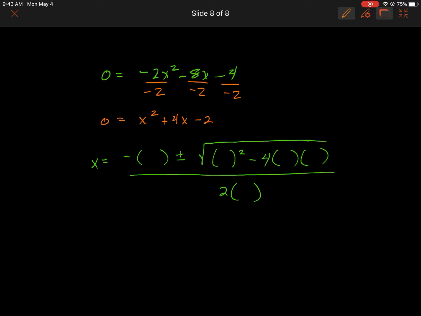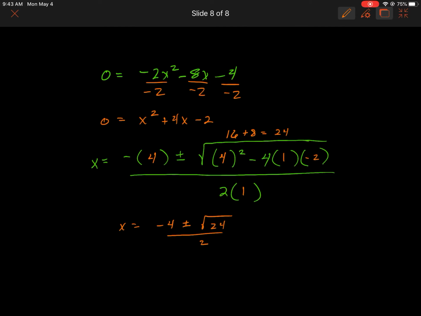So our b value is 4. Our a value is 1. And our c value is negative 2. We're going to do the discriminant first, which is under the square root. So 4 squared is 16. Negative 4 times 1 is negative 4. Negative 4 times negative 2 is positive 8. So our discriminant is 24. So what I have after I simplify is negative 4 plus or minus the square root of 24 over 2.